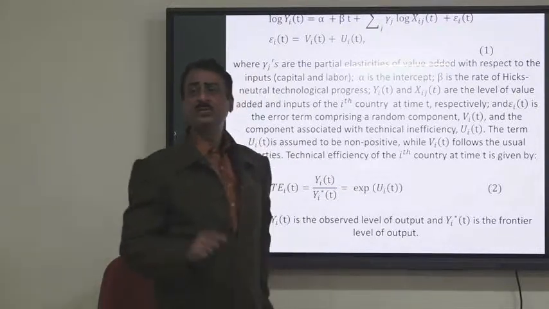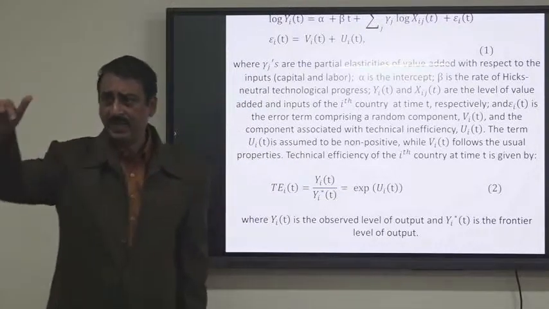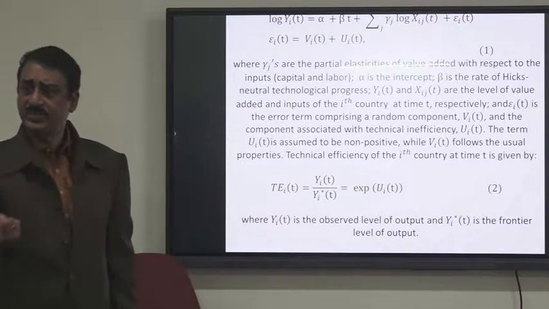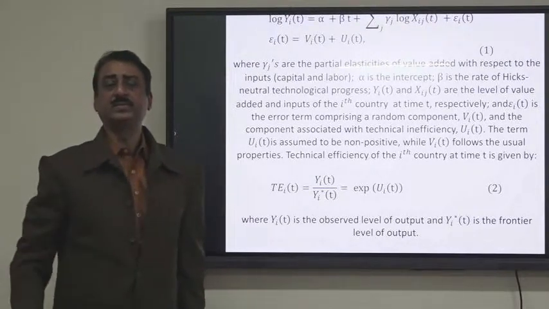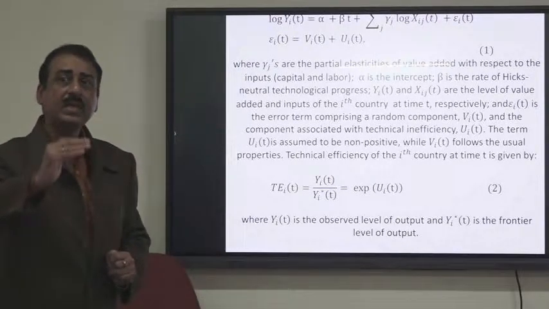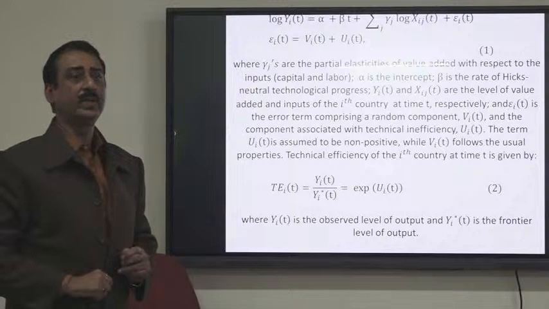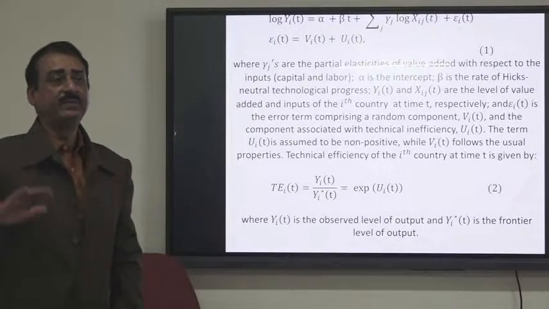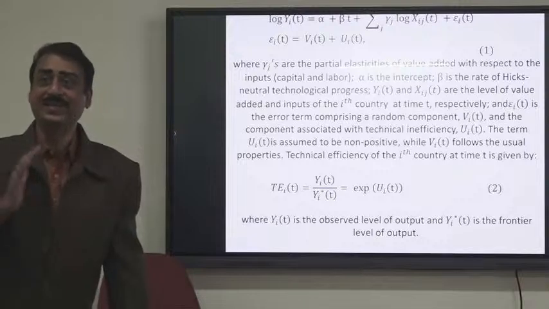Okay. Now, this error term is the estimated value. When you are regressing, the difference between the observed value and the estimated value is the error term. So you get the error terms. Now, this error term will be regressed on t and t square, which would mean that the change in technical efficiency can be found.